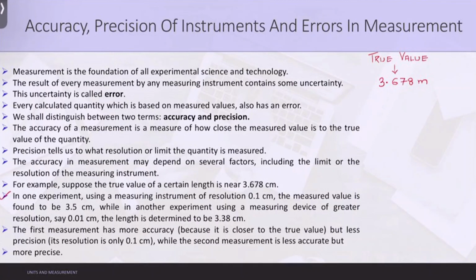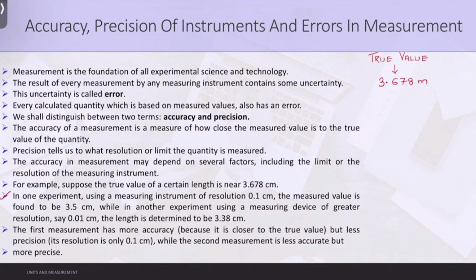What does it mean by a measuring instrument of resolution 0.1 centimeter? The maximum value which the instrument can deliver correctly is just till the first decimal place. So the answers can be only in the range of, let's say, 3.3, 3.4, 3.5, 3.6, like this. It cannot be 3.52. We cannot get this answer using the measuring instrument of resolution 0.1 centimeter.